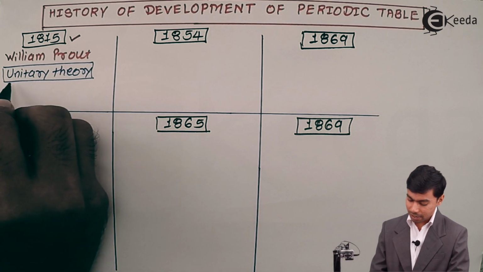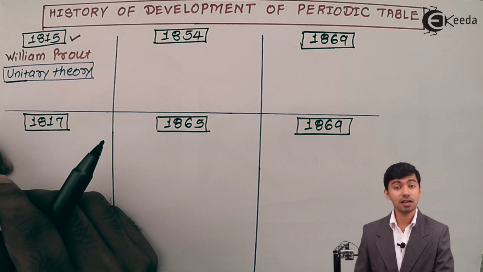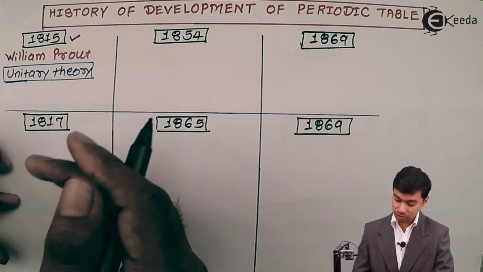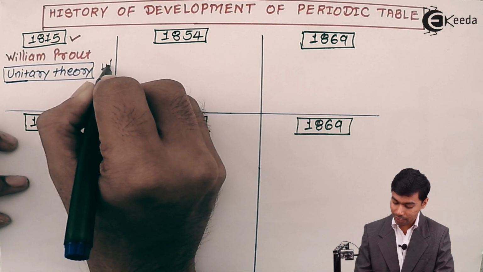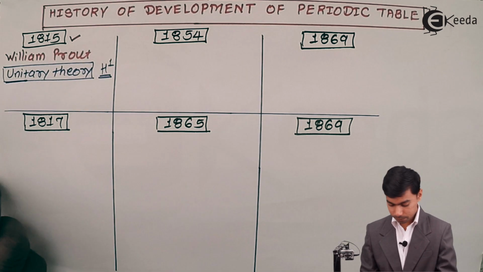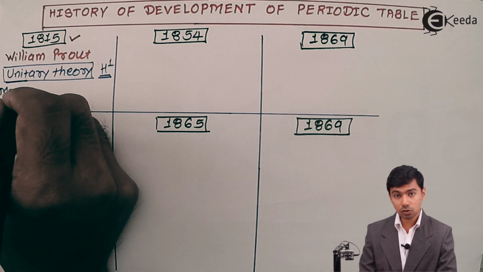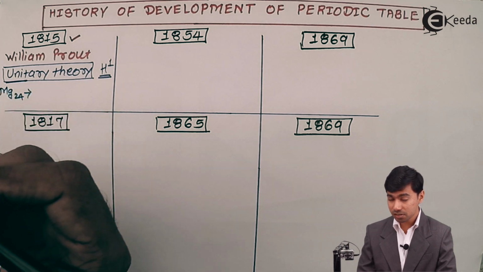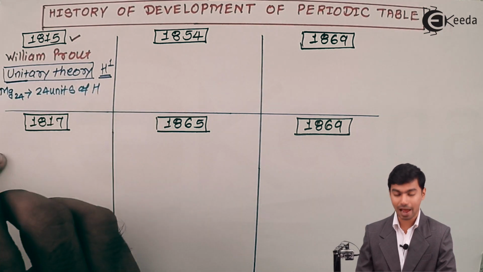As we know, a unit stands for a single small particle. This single small particle he considered to be a hydrogen atom. Why only hydrogen? Because hydrogen has an atomic mass of only one, and this theory depends totally upon atomic mass. So he considered hydrogen as a unit and made this theory. How? Let us see. Suppose we take magnesium, whose atomic mass is 24. Then William Prout would say, by using this theory, that magnesium is made up of 24 units of hydrogen atom.